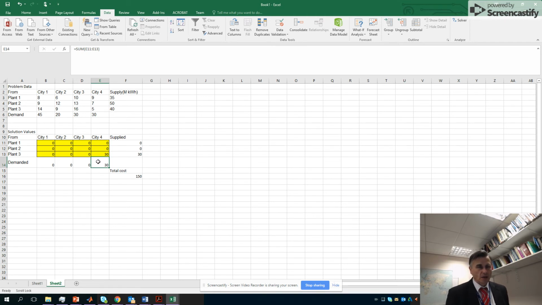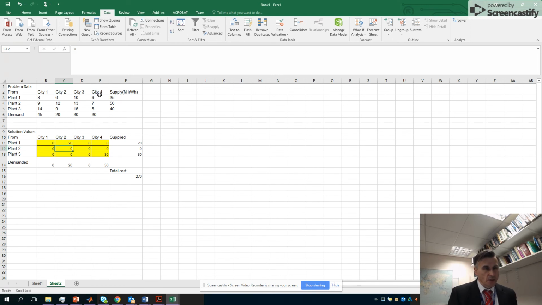Okay, now I could look for the next lowest value in these boxes. That would be this one, 6 units, 6 money units to send a unit of electricity from plant 1 to city 2. So city 2 needs 20, so I can meet all of city 2's demand from plant 1. So I can just put 20 in this box here. So we don't have to consider city 2 anymore. Next lowest number is this one, 7, from plant 2 to city 4. But city 4's already had its demand met, so we don't need to worry about that.